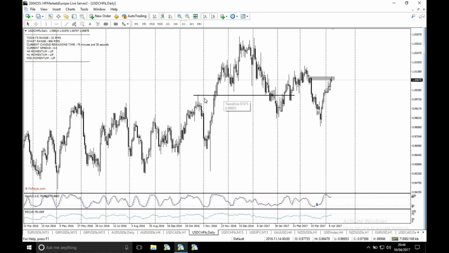There was a high here that was taken out by price, and then it formed a low that was lower than the previous low. That's my rough definition of a market structure break. So price was heading in one direction, it made a reversal, took out the previous high, and established a low higher than the previous low. When you see this on a long-term chart, it is a very powerful signal.